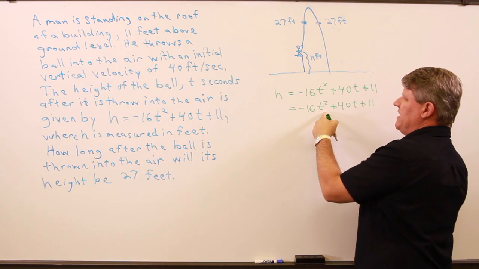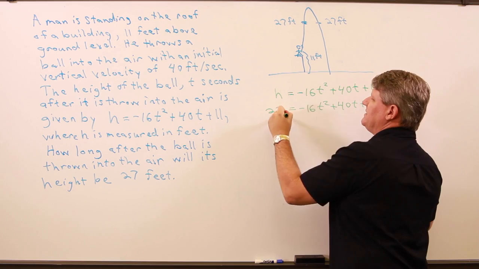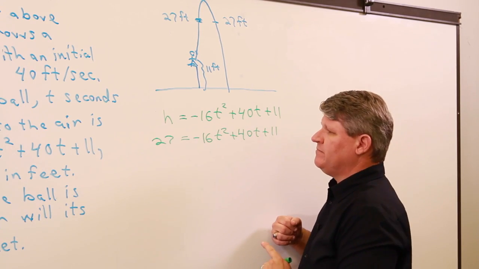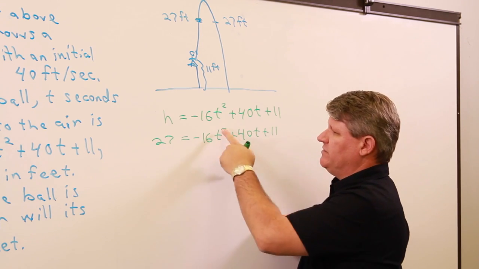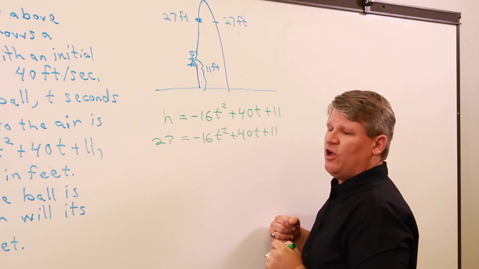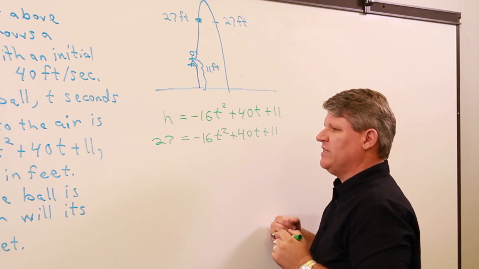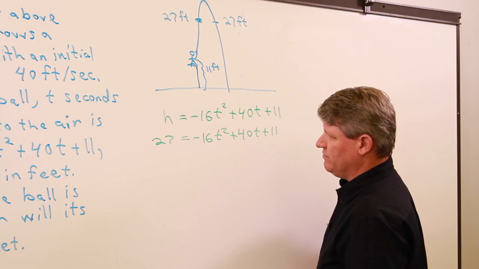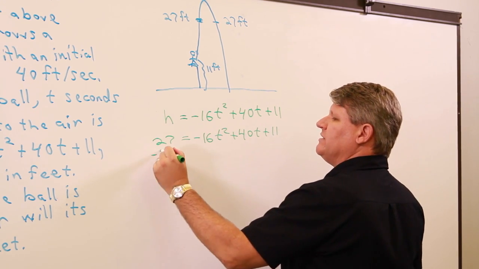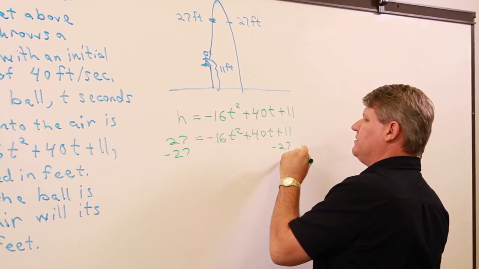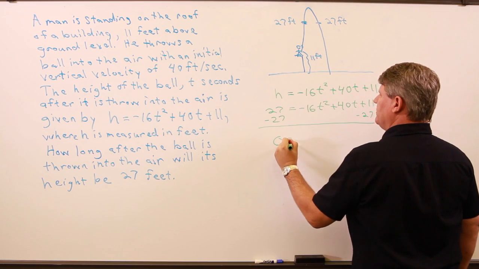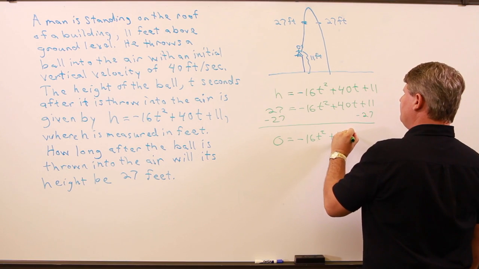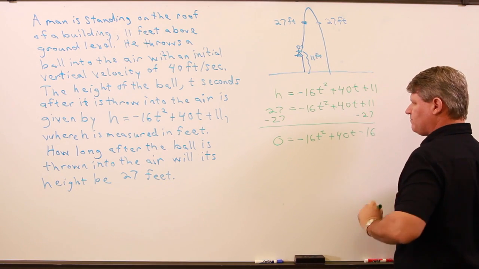How long does it take for the ball to be 27 feet off the ground? I have to solve this equation. It is a quadratic equation because of the t squared, and to solve a quadratic equation, generally we want to set the problem up so that we have all the variables on one side and 0 on the other side. So I'm going to subtract 27 from both sides, and this gives me 0 equals negative 16t squared plus 40t minus 16.